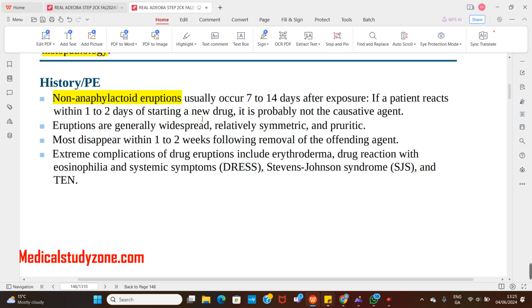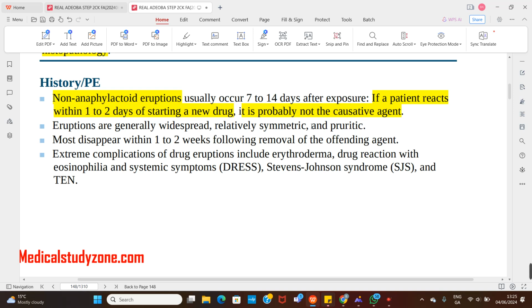For the non-anaphylactic reactions, so that means we are talking about maybe type 3, type 4, it usually occurs like 1 to 2 weeks after you start the drug, right? Not immediately, and it resolves 1 to 2 weeks after you stop the medication. If a patient reacts within 1 or 2 days of starting a new drug, it's probably not the causative agent, because even a type 1 urticarial lesion is not going to appear within 1 or 2 days. It's going to appear within a few minutes to hours, right? So if you see the patient developing a rash within 1 or 2 days of starting a drug, don't think about the drug as the cause of that eruption.